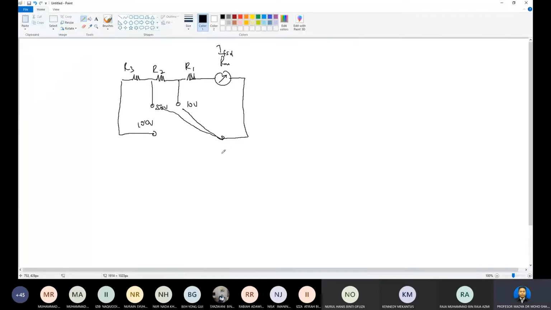If we connect to this one, the 100 range, our R total will be R3 plus R2 plus R1. That is the difference between connecting in series and parallel. For the 100 range, RT equals R3 plus R2 plus R1. For the 50 range, RT equals R2 plus R1. For the 10 volts range, RT equals R1. That is the comparison between the parallel and series.